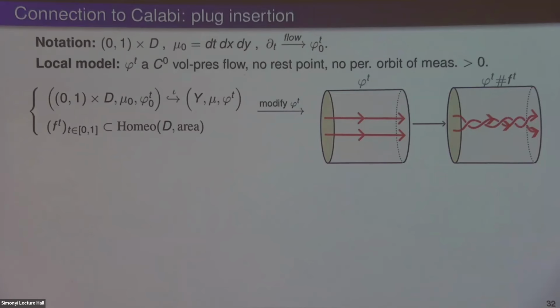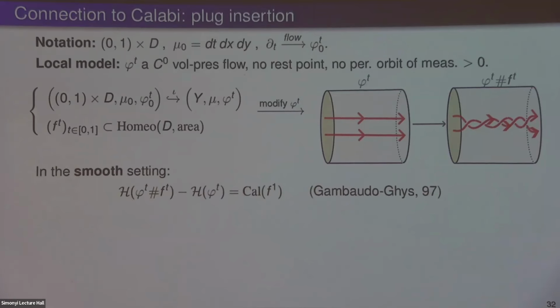Okay. So what's the connection? How does this affect helicity change? If everything is smooth, the change in helicity is exactly given by the Calabi invariant of the time one map of that isotopy. That was proven by Gambaudo-Ghys in their 97 paper. So we construct our helicity extension so that this identity is satisfied in the C0 setting.